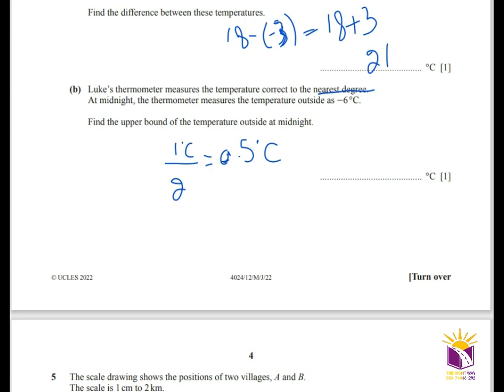Now we have to find the upper bound. For the upper bound, we are going to add this value: minus 6 plus 0.5, and it will be equal to minus 5.5 degrees centigrade. So your answer will be minus 5.5 degree centigrade, because minus 6 plus 0.5 is 5.5, and the symbol of the greatest value is minus.